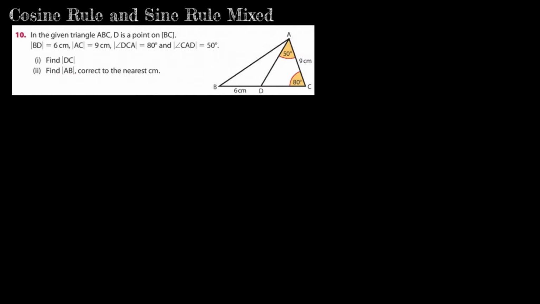We'll start off this question. So this is the next type of question where you've got the cosine rule and the sine rule mixed in together. So at this stage, you should be able to use the cosine rule by itself, and you should be able to use the sine rule by itself.